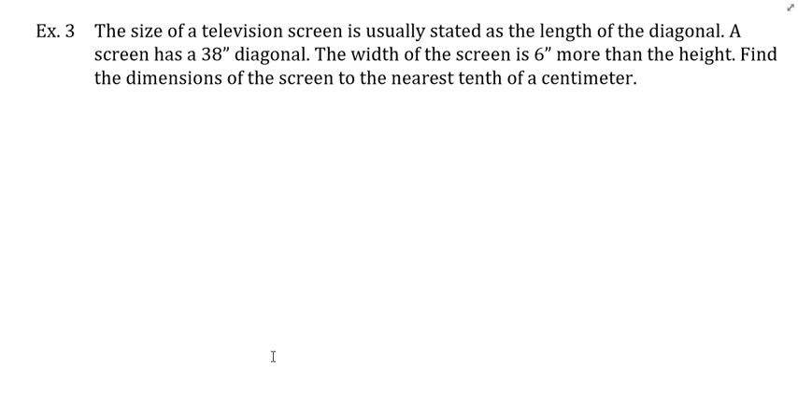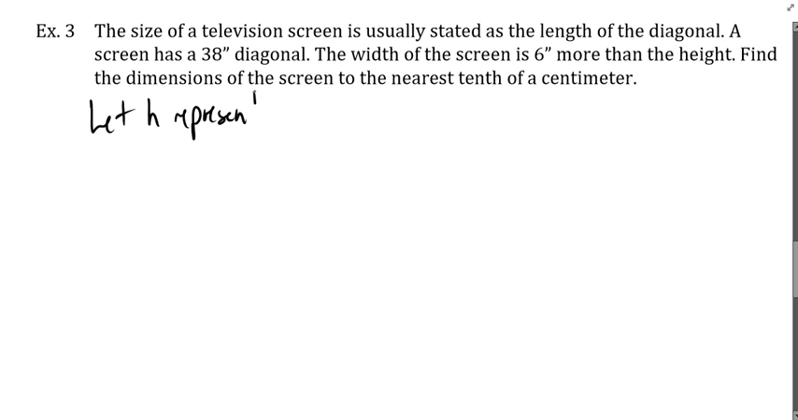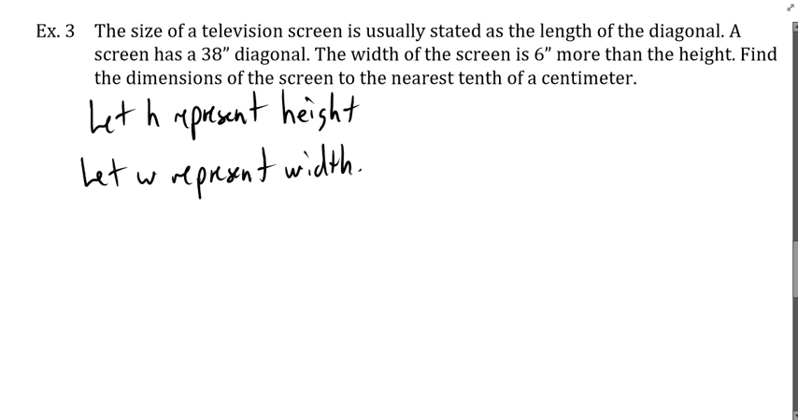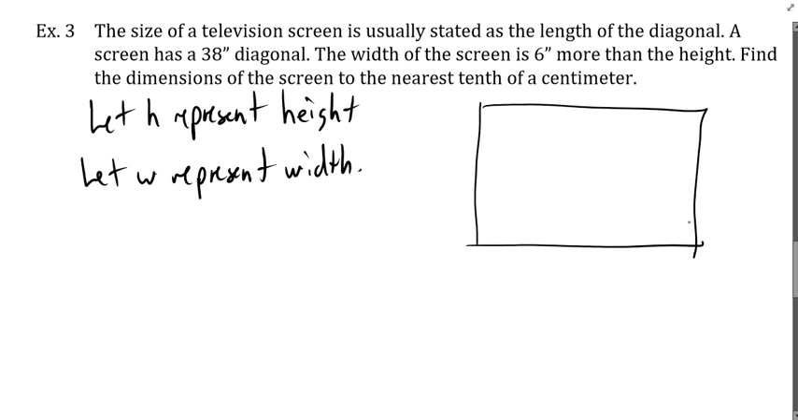So this one says find the dimensions, and it calls it the height and the width. So we'll say let H represent height, let W represent width. We'll draw it. Width, height. There's the diagonal. It tells me the diagonal is 38. Now what?